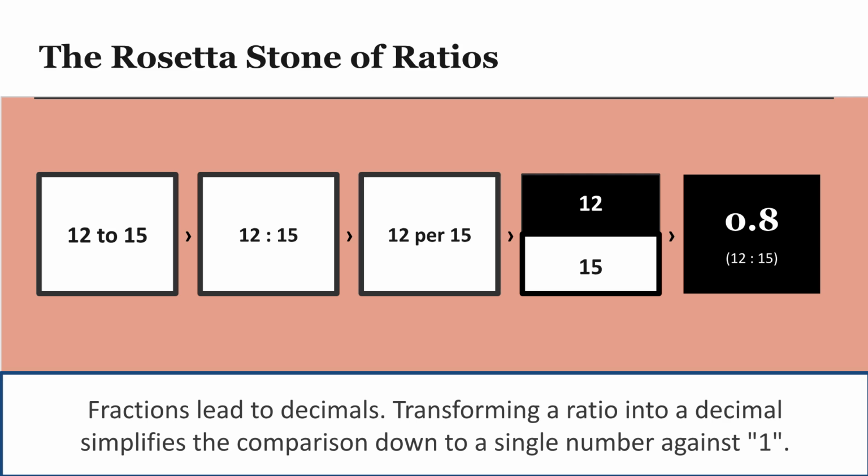This is the Rosetta Stone of ratios. Different formats like 12 to 15, fractions, and decimals all represent the same relationship. Converting to a decimal is useful because it simplifies the comparison against one.